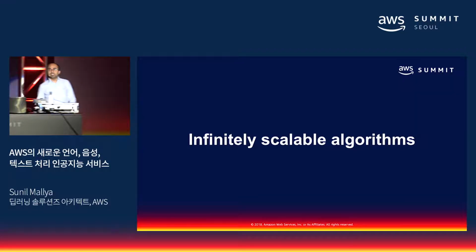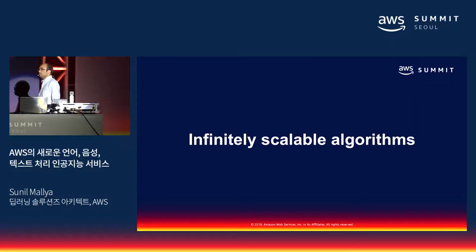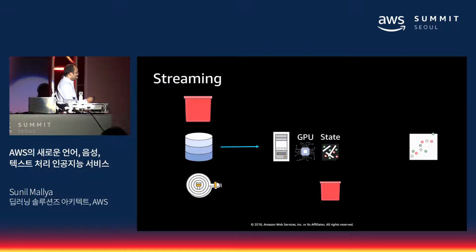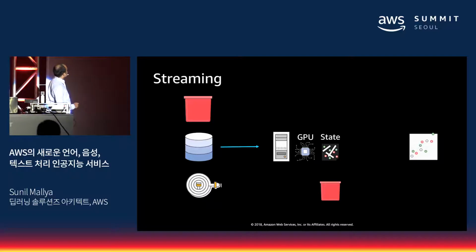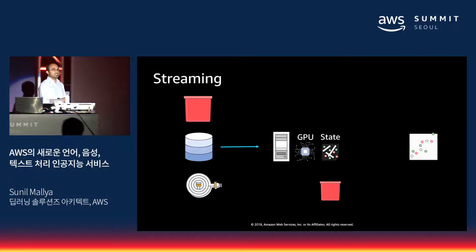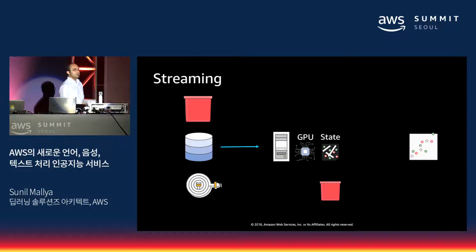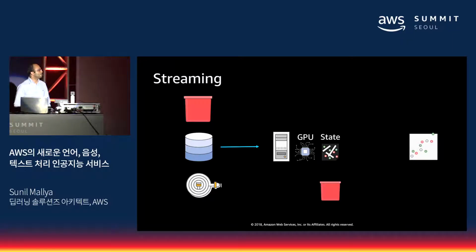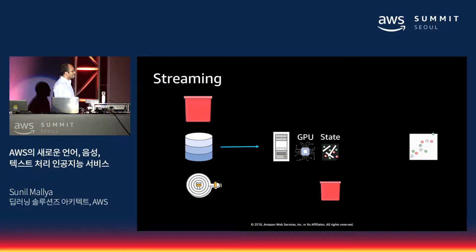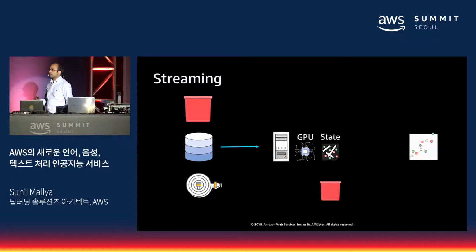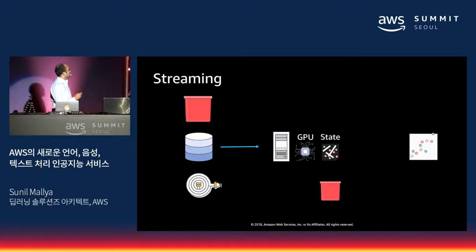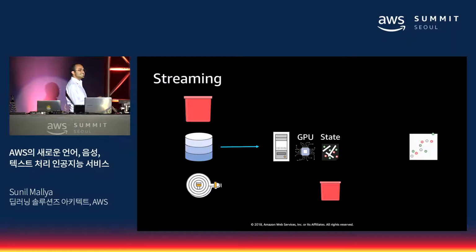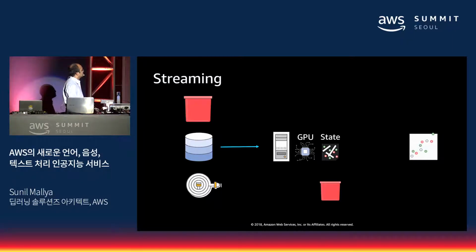So what do we mean by these infinitely scalable machine learning algorithms? There are three ways of ingesting the data in SageMaker. You can have your data in S3, you can use EBS or EFS, or you can actually pipe the data through SageMaker. But what really makes it scalable is the streaming nature of how the algorithms work. So let's see what we mean by that.